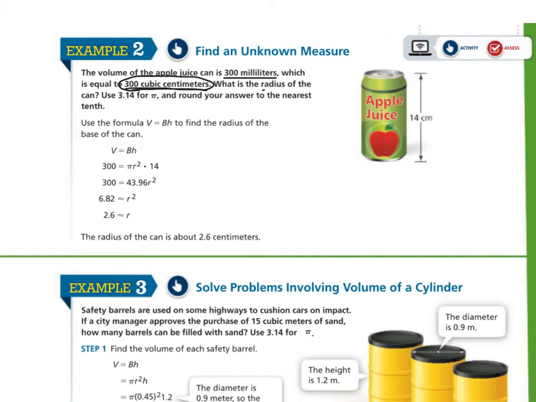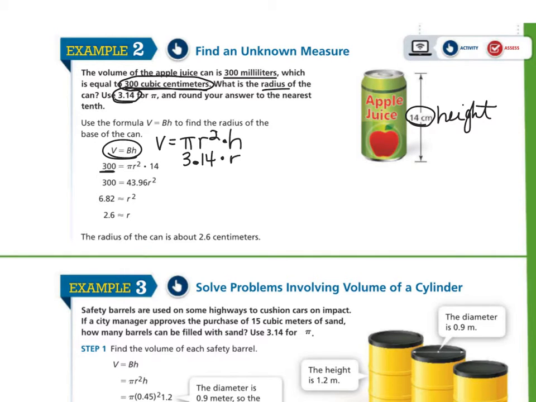They want us to find the radius of the can using 3.14 for pi, and then the can has a height of 14 centimeters. So what we did is we took our formula. I'm going to expand that out. Pi r squared times h, because this is the B number. Remember, area of the base is the pi r squared. And we know the volume. We know pi.